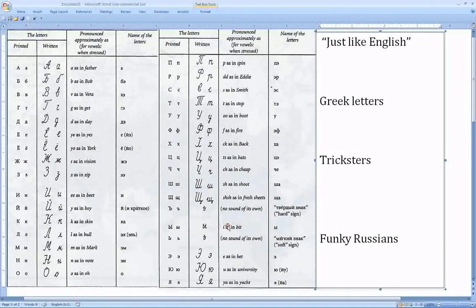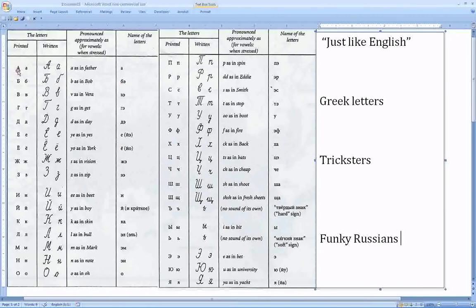Okay, I'm back. We have 33 Russian letters. We have four categories, and I'm just going to start from the letter A, from alpha, from us. That's the name of that letter in old Russian. And I'm going to move all the way through to ya, which is the very final letter of the Russian alphabet. So let's start here.